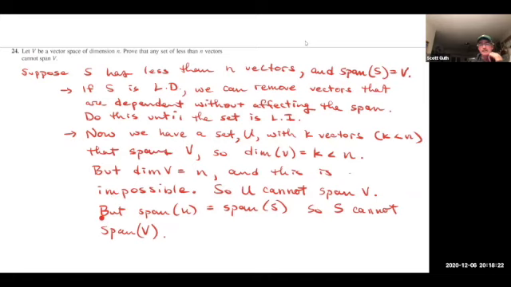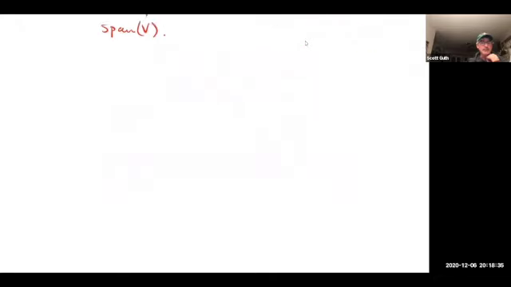But the span of U is equal to the span of S. So also S cannot span V, which I believe is what they're asking me to show here. Okay, to the next one.